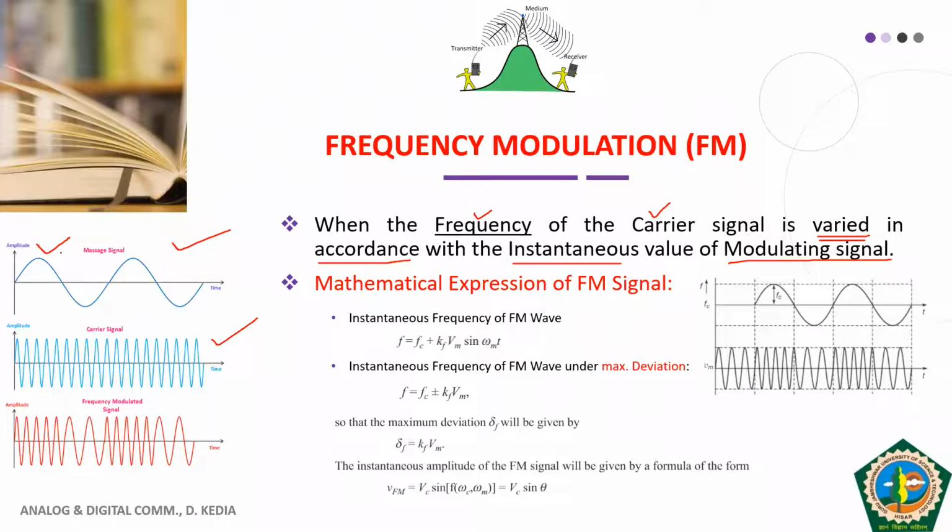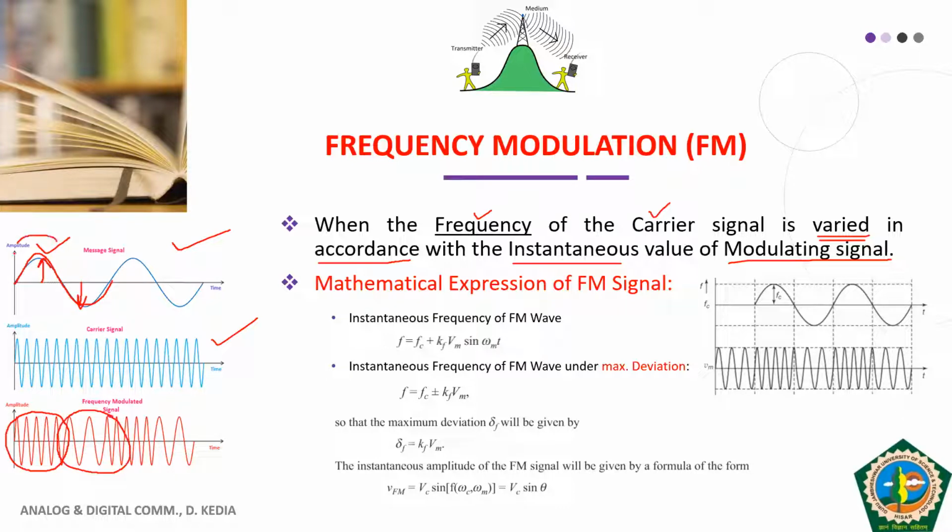Now what is happening in the message signal? The amplitude of the message signal is first increasing and then decreasing. So on the basis of this trend, the frequency of the carrier signal will change. How? The frequency of the carrier signal will first increase because the amplitude of the message signal is increasing, and then the frequency of the carrier signal will decrease because the amplitude of the message signal is decreasing. This is what is happening here. You can carefully see here in these two portions.